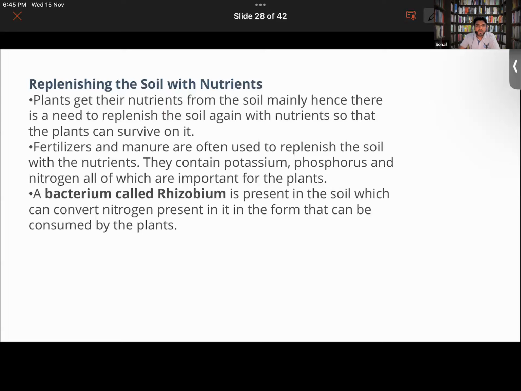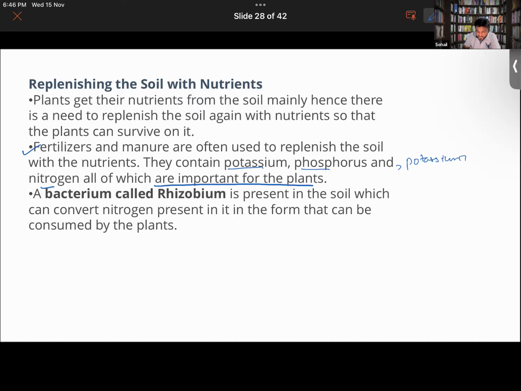We replenish the lost nutrients in the soil in many ways. We add fertilizers, we add manures to it. Those are some ways in which there is human intervention. But there are some biological, natural ways in which there's an automatic replenishment of the lost nutrients in the soil, right? There is no human intervention here. The fertilizers and manures we use basically consist of potassium, phosphorus, and nitrogen, all of which are important for the plants.